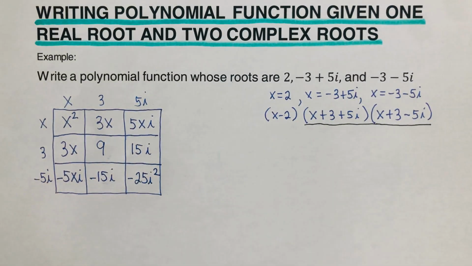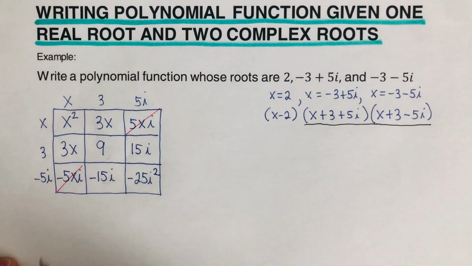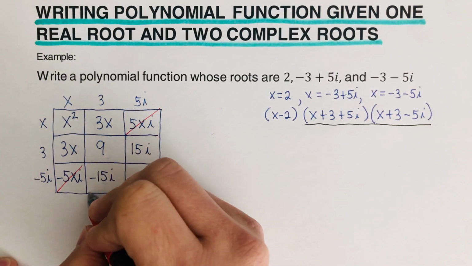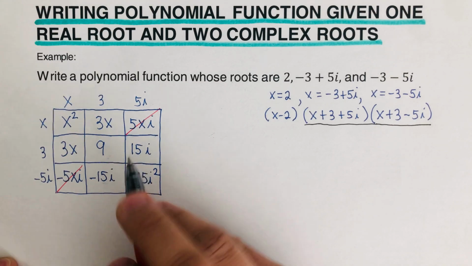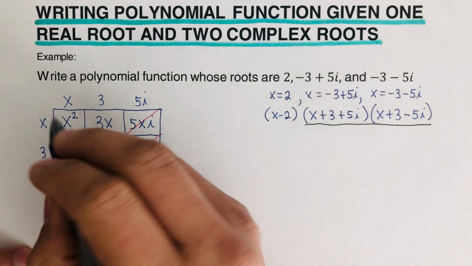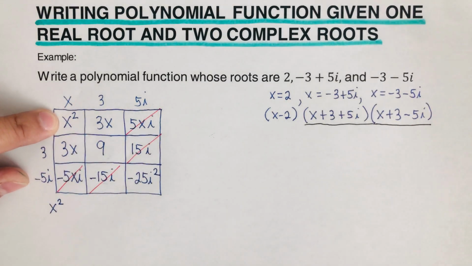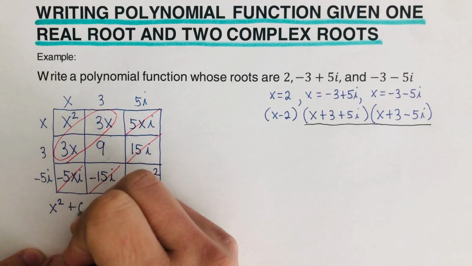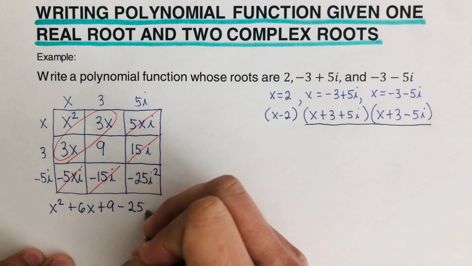So then we go ahead and remember that these two are canceled out because we have a negative 5xi plus 5xi is a 0. Then these two are also crossed out because we have negative 15i plus 15i is a 0. So we can cross this out so that we can go ahead and simplify this as we start right here. So that would be x squared. And then these are like terms, so I can combine these two. That would be a plus 6x and then plus 9 minus 25i squared.